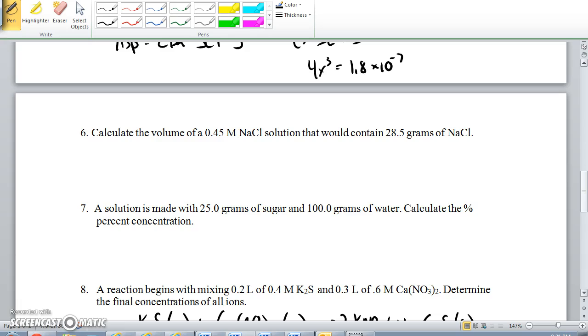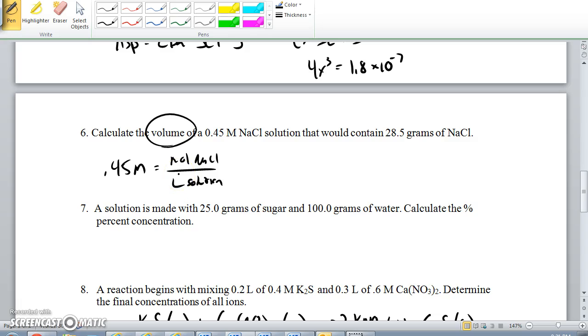Says calculate the volume of a 0.45 molar NaCl solution that would contain 28.5 grams of sodium chloride. All right, well, what do they give us? They give us the molarity, which we know is 0.5 molarity, which means there are that many moles of NaCl per liters of solution. Okay, well, they're asking for the volume, so we're looking for liters.